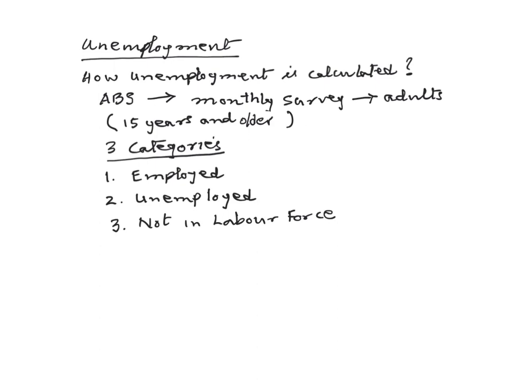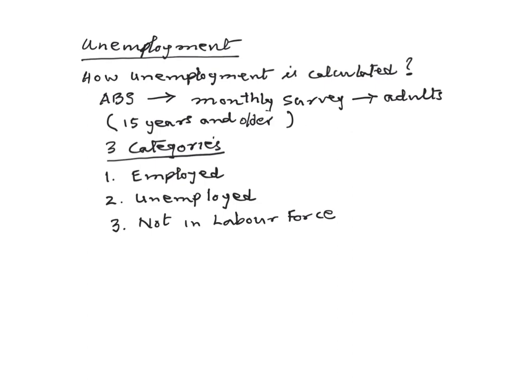The Australian Bureau of Statistics every month conducts a survey on 0.5% of Australian households called the Labour Force Survey. Based on the survey, the ABS places each adult, that is 15 years and older, in one of three categories.